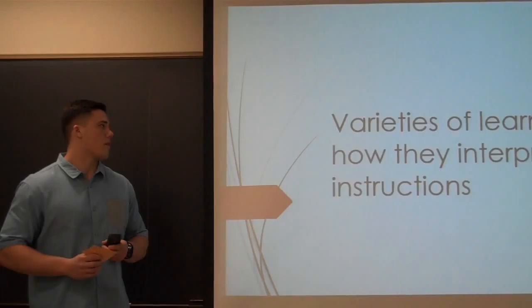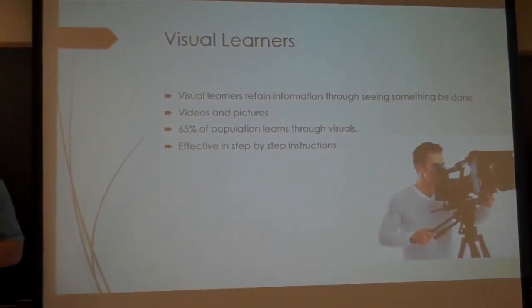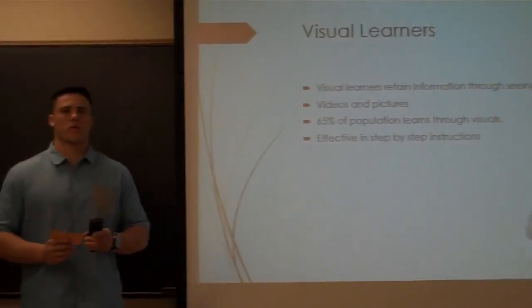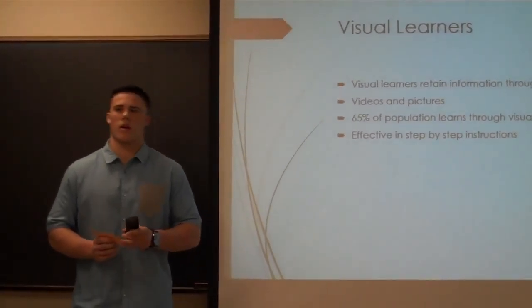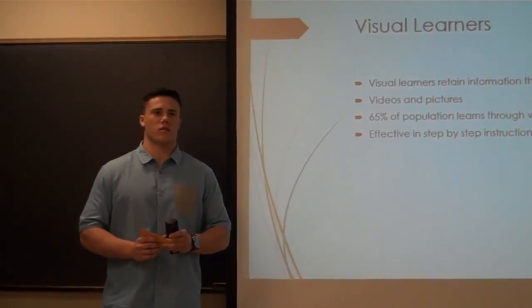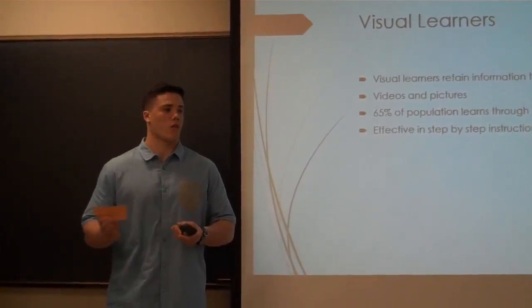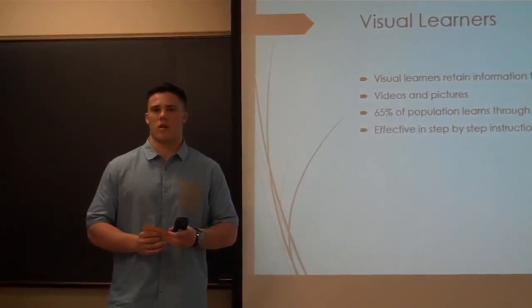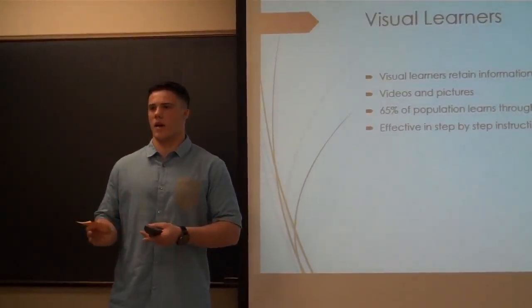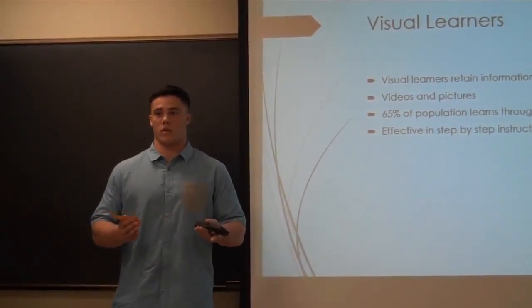So first we have visual learners. This category makes up about 65% of the general population, and they're able to learn through examples, pictures, and instructional videos. Most instructions have a set of words followed by a diagram or picture that correlates with the words. That way it's easier for them to read it and then look at the diagram and think, okay, so that's what I'm supposed to do.